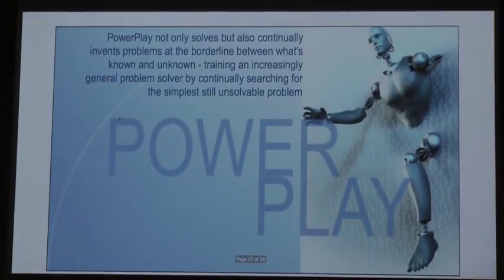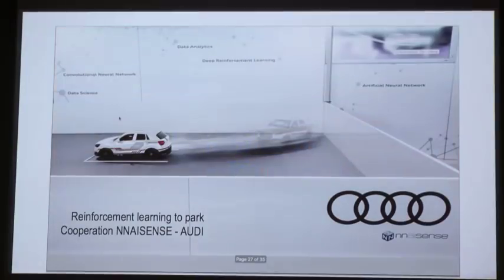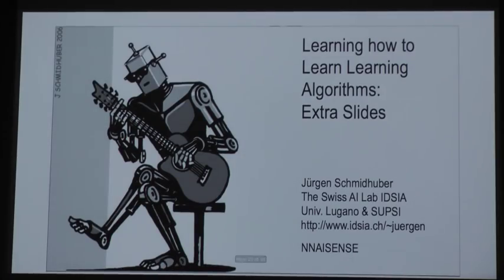However, all of this is in certain limited ways already part of certain systems, and we have a little company which tries to make this next step towards self-learning AIs a reality. And maybe some of you have seen the self-parking Audi of the collaboration with Nascens and Audi, where we think we have a beginning of transferring such concepts into the real world. I'm ready to take questions. Thank you very much for your attention.